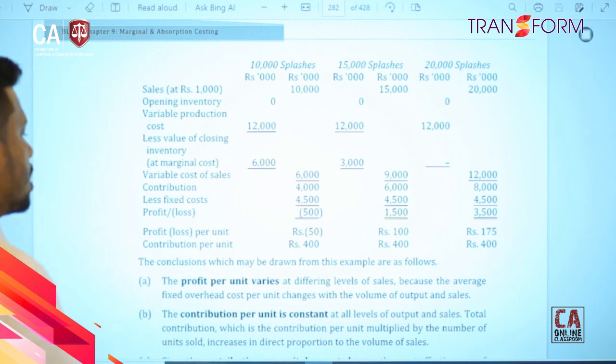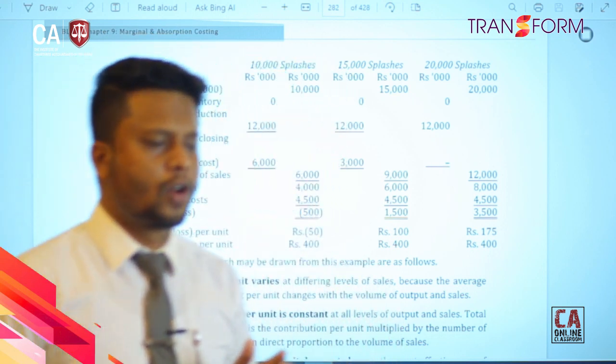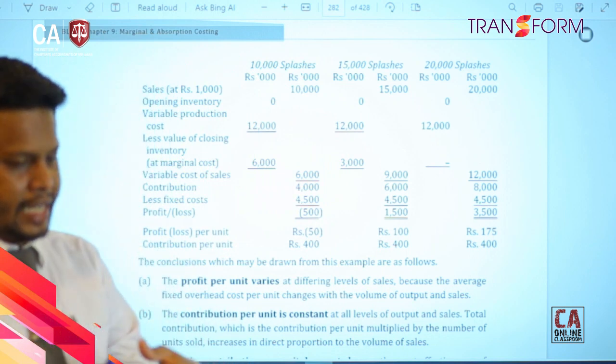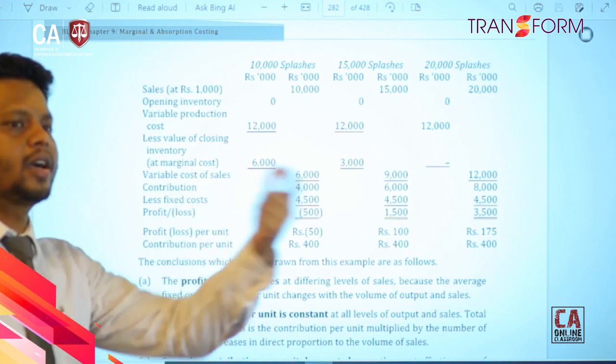No worry. Now your task is what? Now you have the contribution. That means if there is any positive answer, that would be the contribution.